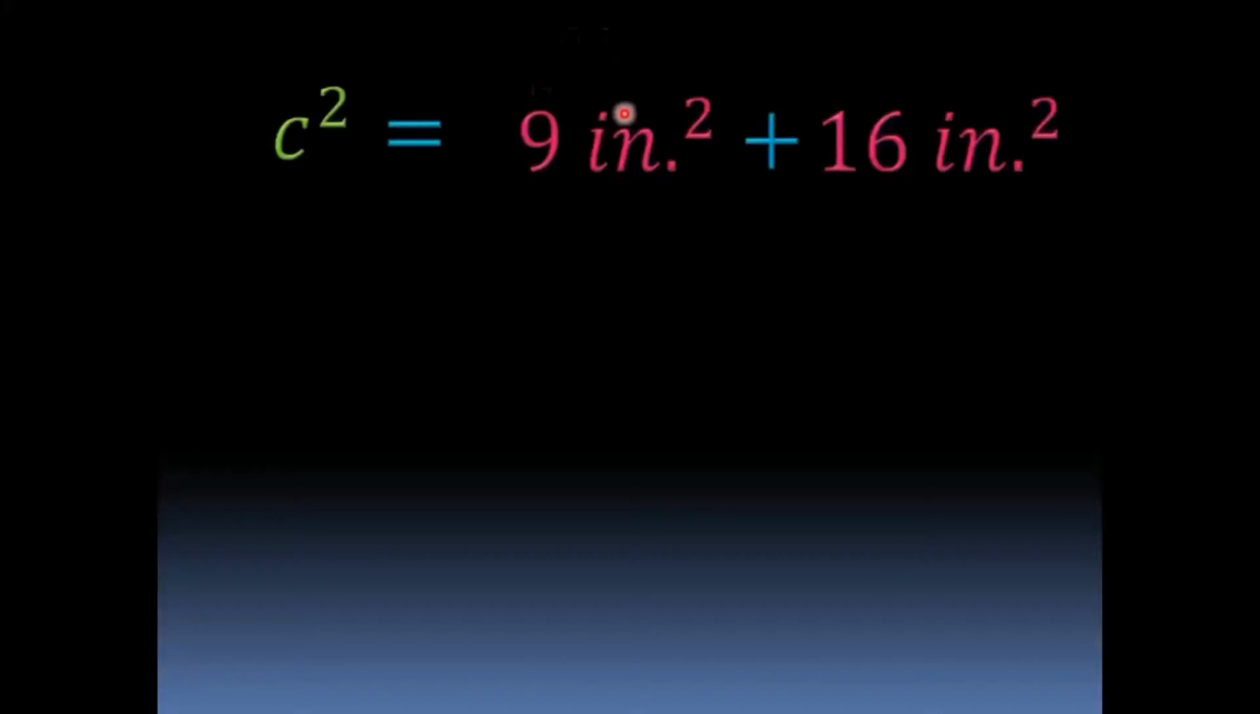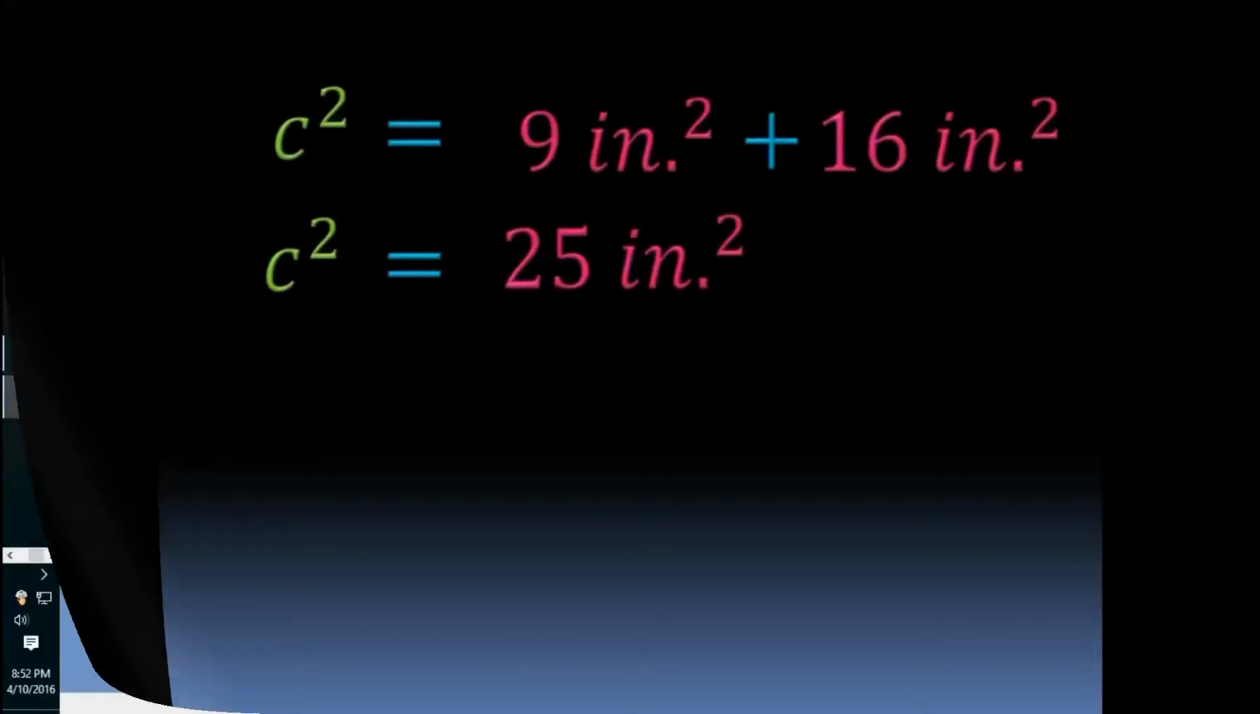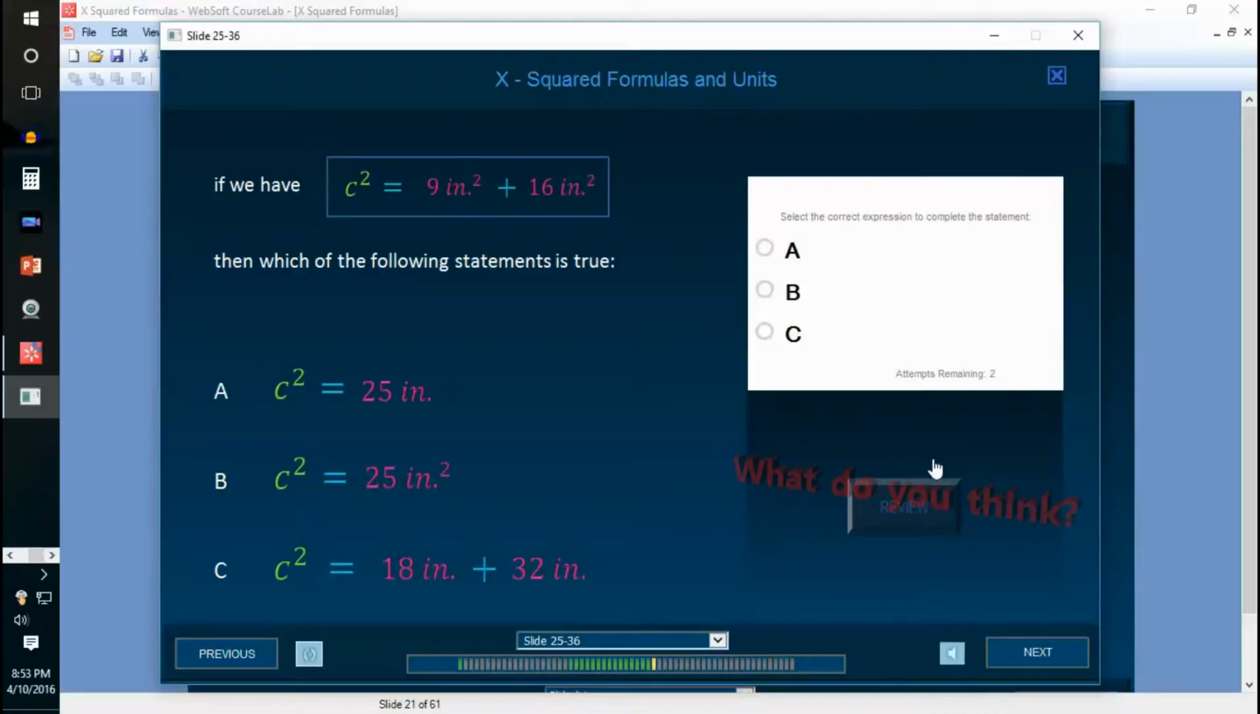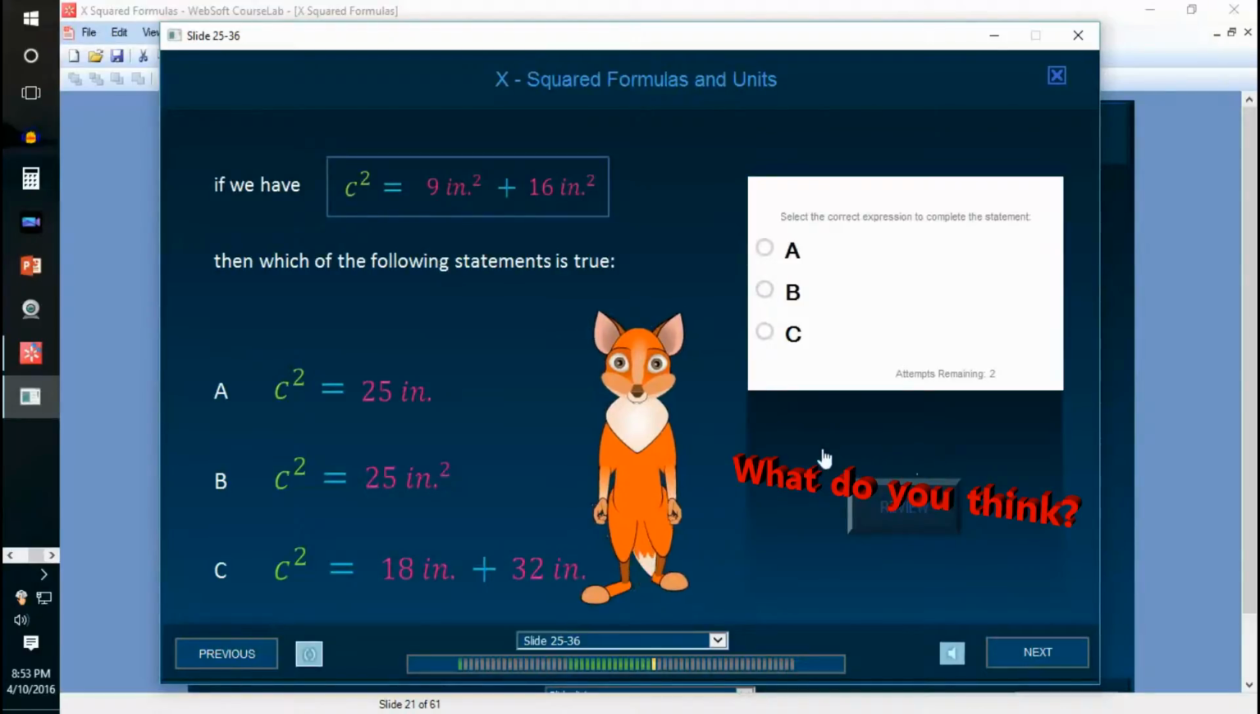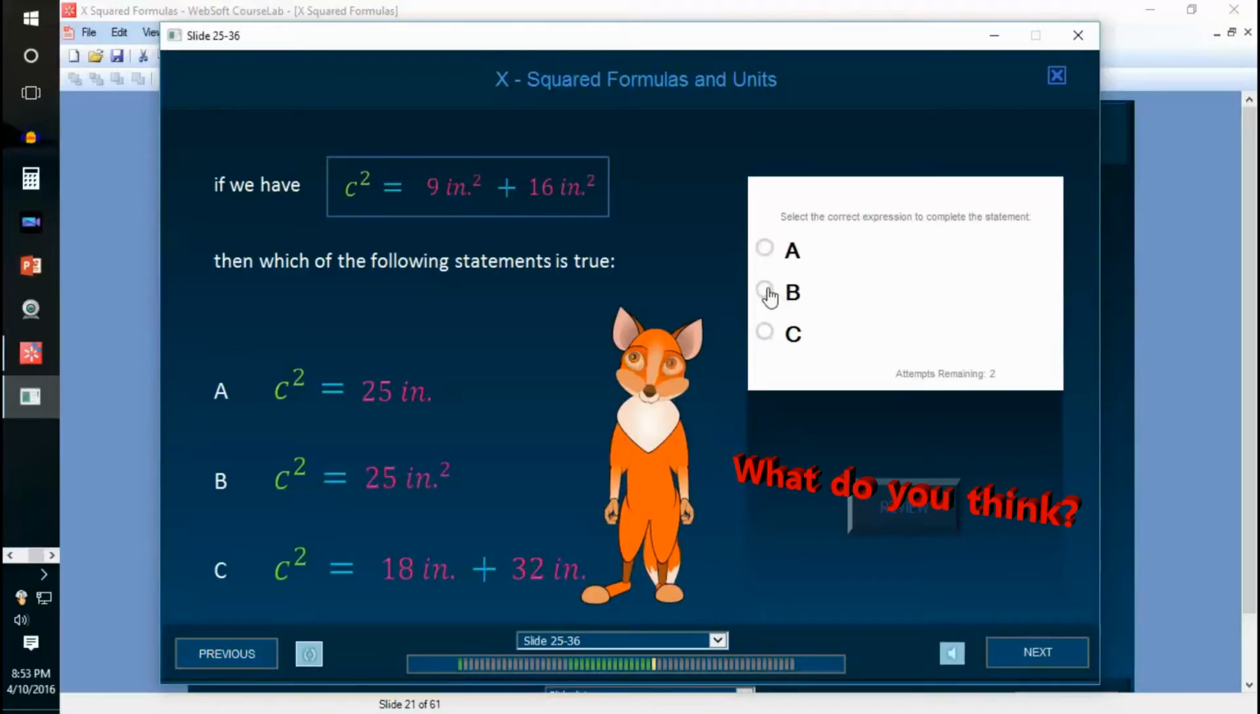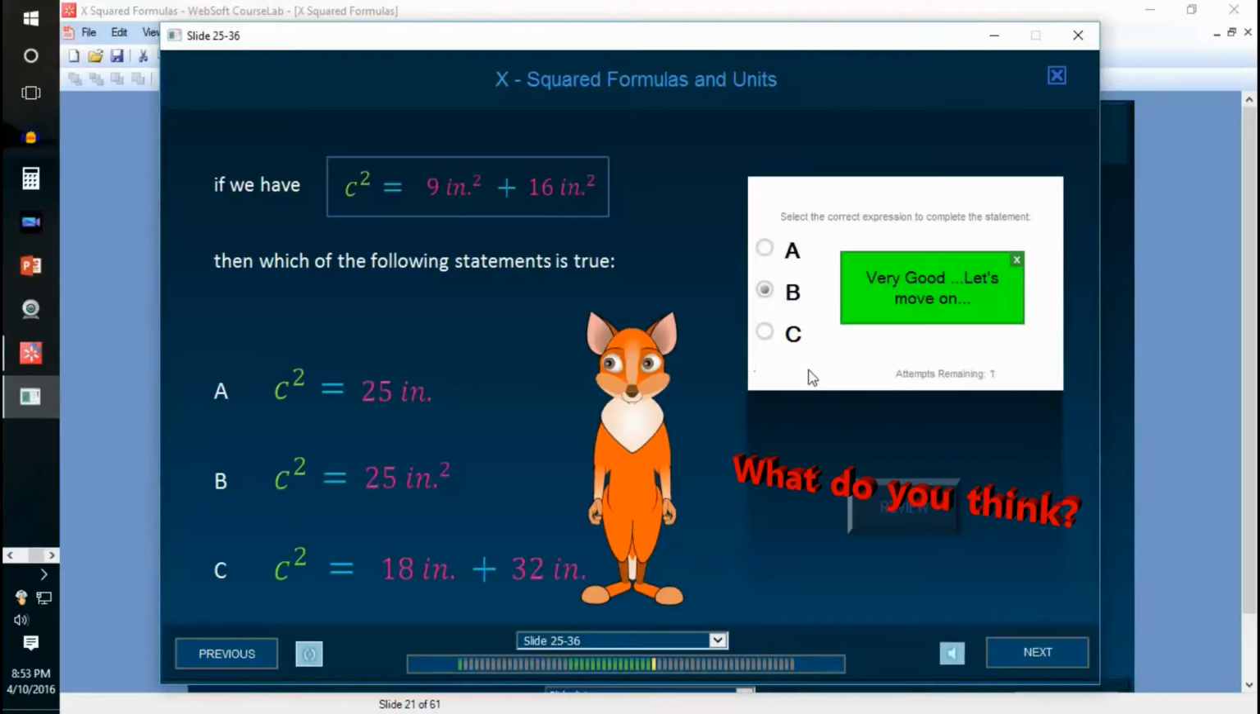Just as we say 9x squared plus 16x squared is 25x squared, we can say that c squared equals 25 inches squared. If we have c squared equals 9 inches squared plus 16 inches squared, then which of the following statements is true? Very good. Answer choice B is the next step in our calculation.